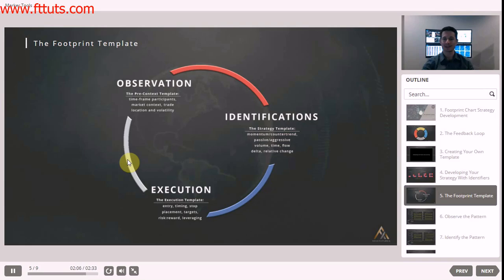Then once we've identified one of the 10 strategies, we focus on the execution identifiers. What identifiers can we utilize to ensure we're effectively executing? Those will include things like entry, timing of execution, stop placement, target placement, risk reward, as well as leveraging and how to leverage. In the next slide, we're going to discuss how you'll complete each one of these sections that is provided in the template.